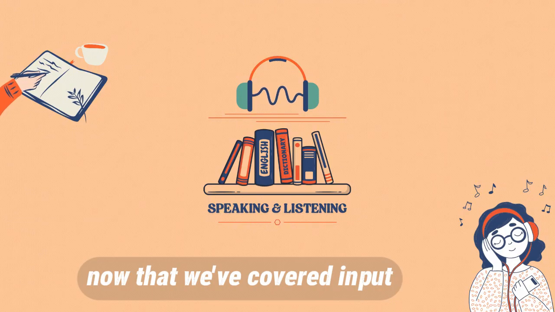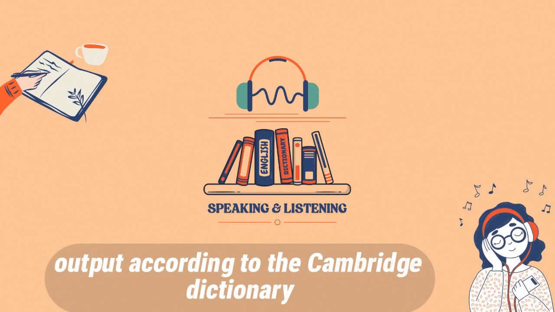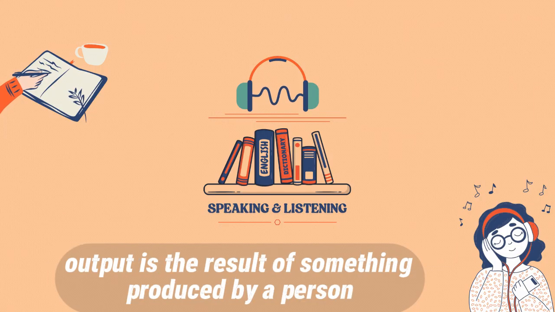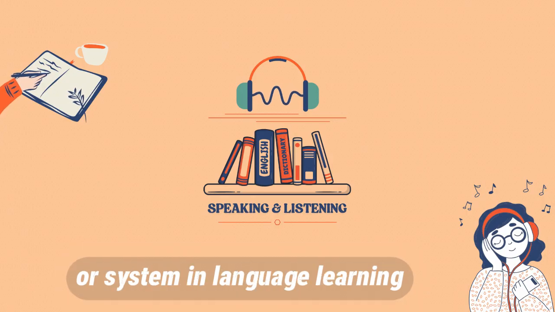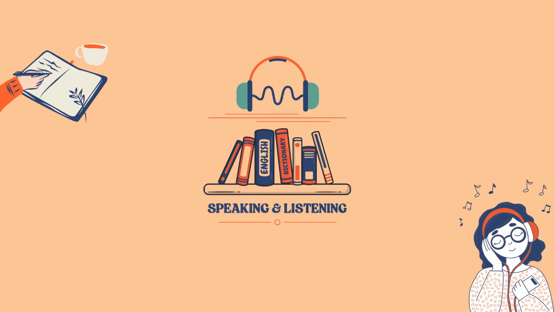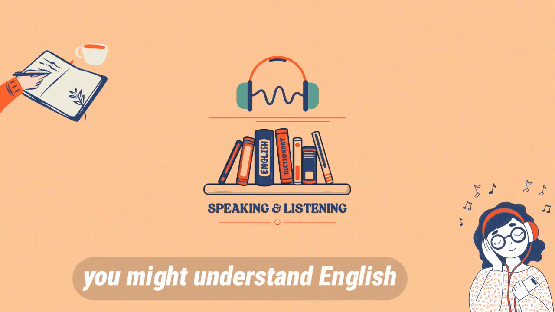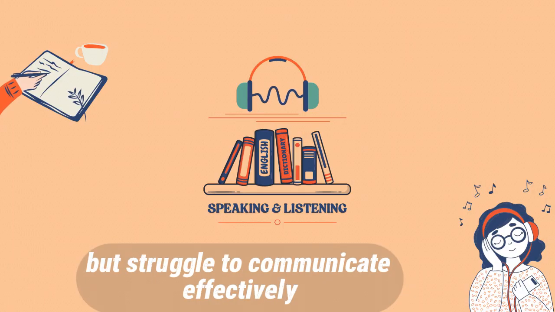Now that we've covered input, let's shift to the second half of the equation, output. According to the Cambridge Dictionary, output is the result of something produced by a person or system. In language learning, output is the English you produce through speaking and writing. It's how you express your thoughts after absorbing input. Without output, you might understand English, but struggle to communicate effectively.